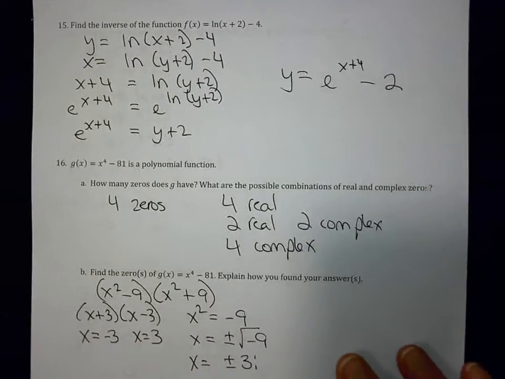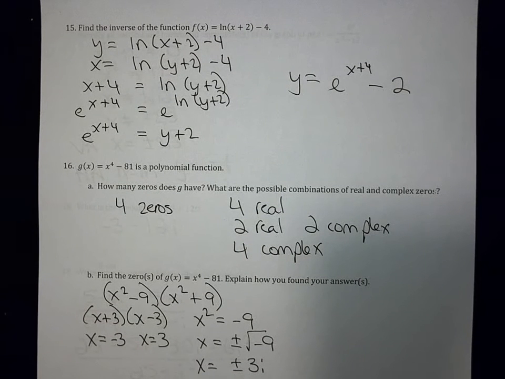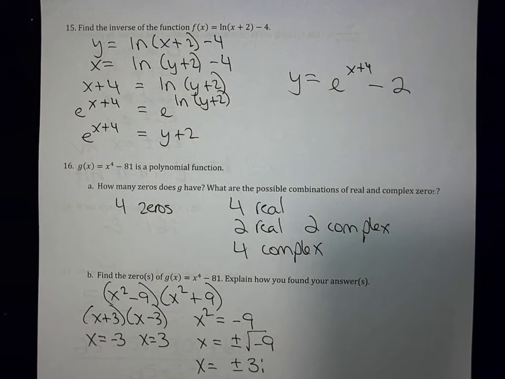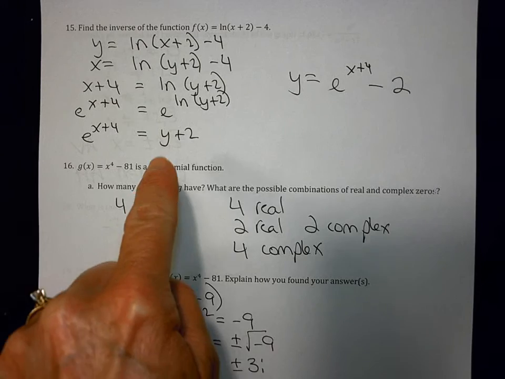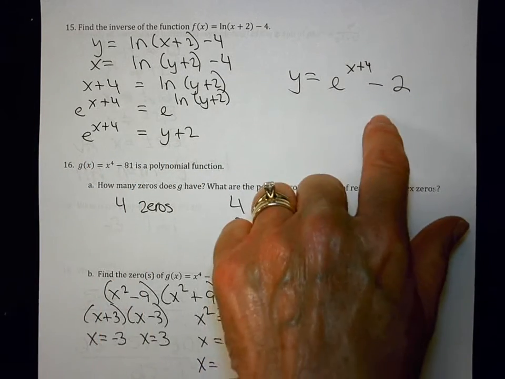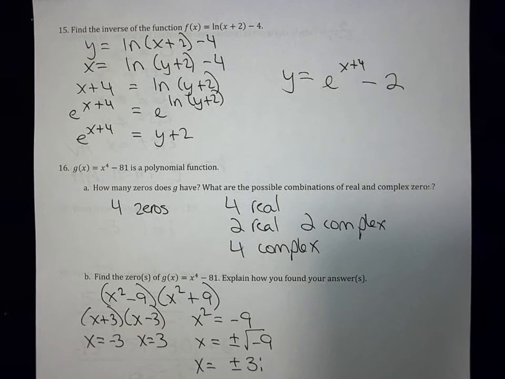Okay, another inverse. The function is natural log of x plus 2 minus 4, so we switch the x's for the y's. We do normal algebra until we get to this point, then we lift it up because we have to get rid of the natural log. So these both become exponents, and then we have just y plus 2 is equal to e to the x plus 4, so we subtract the 2 and get our inverse.